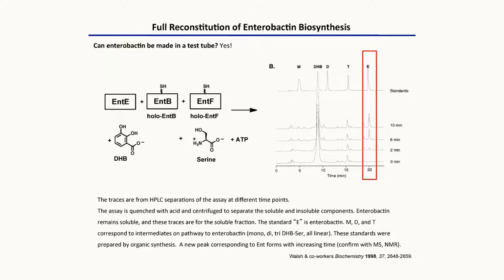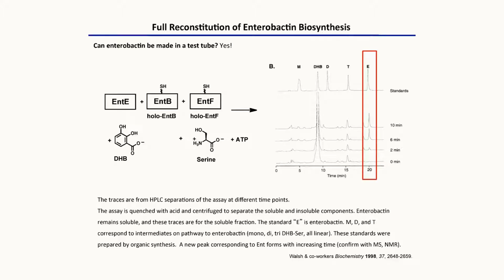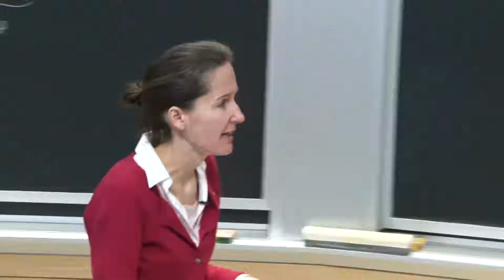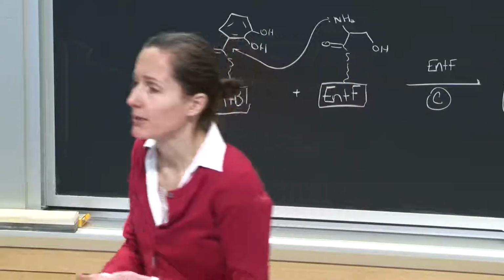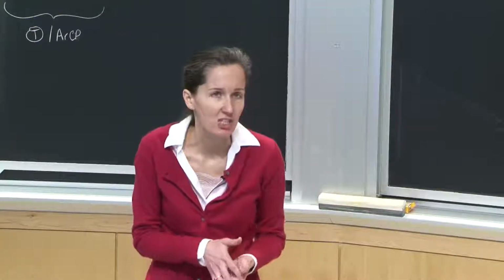So you can imagine quenching the reaction, taking the soluble component, which should have this small molecule, and looking at HPLC. And where you should just focus for the moment is here. So the enterobactin peak, what we see is that over time, there's growth in this peak. And you can imagine doing something like LCMS analysis to confirm it is the species you expect here. So this is full, you know, in vitro reconstitution of a nonribosomal peptide synthetase in the test tube. And it really paved the way for many, many additional experiments related to these types of biosynthetic machines.